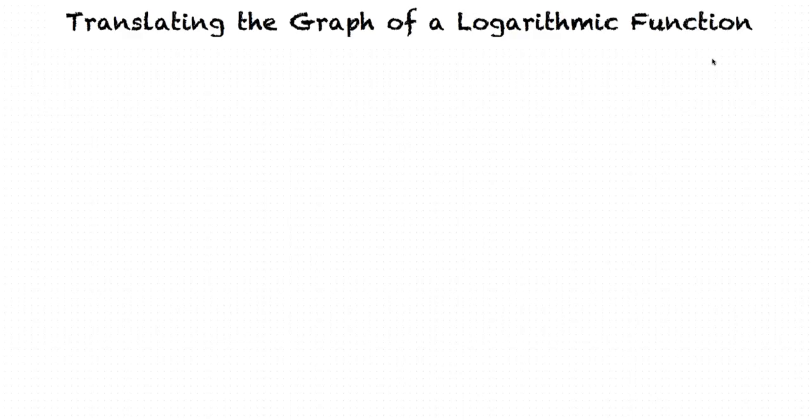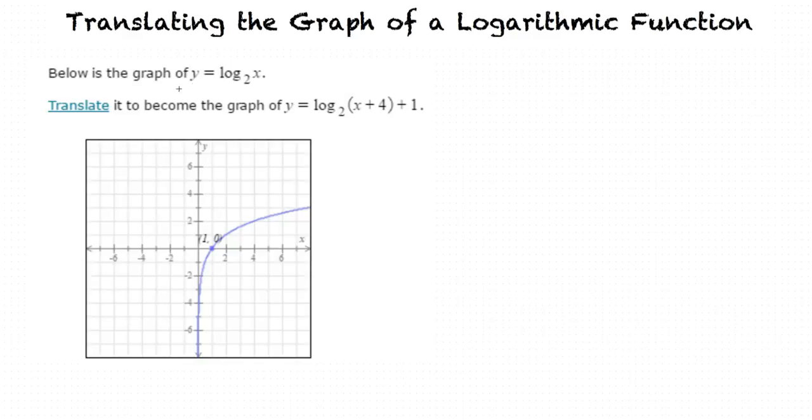Let's take a look at a given graph. Below is the graph of y equals log base 2 of x. Translate it to become the graph of y equals log base 2 of (x plus 4) plus 1. Do you remember what we look for when translating vertically and horizontally?